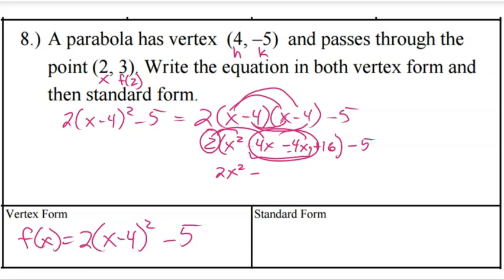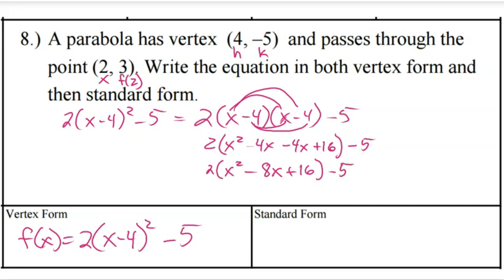You know what? Let me back up here. Let me add an extra step, okay? I'm not going to distribute the 2 yet. I'm going to combine the negative 4x. So I'm going to have 2 times x squared minus 8x plus 16 and then minus 5. Now I'll distribute the 2. 2x squared, 2 times negative 8x is minus 16x, 2 times 16 is plus 32, minus 5.